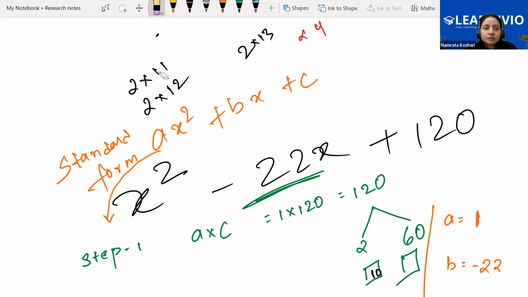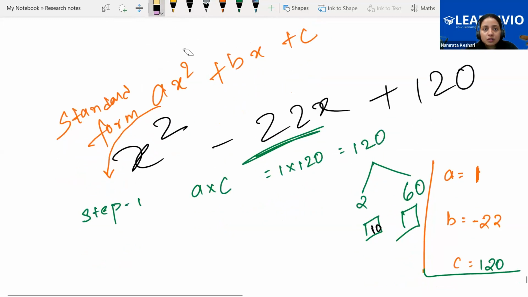Ten. 12. The table of 12 contains 120, yes or no? Yes, ma'am. How many times? 12 tens are 120. And these two numbers, do they add together?